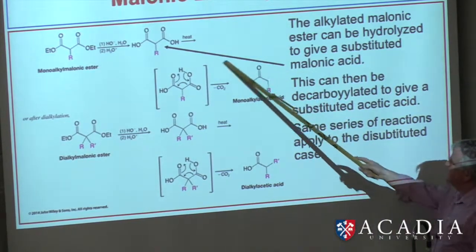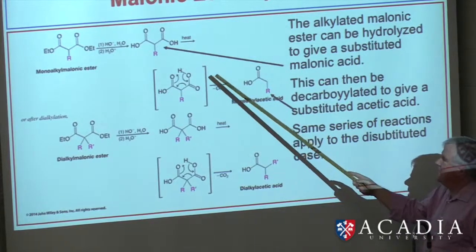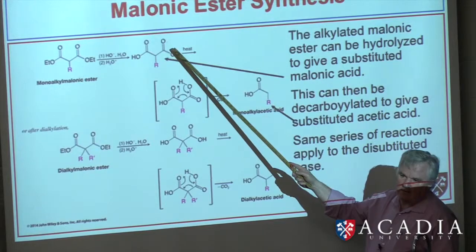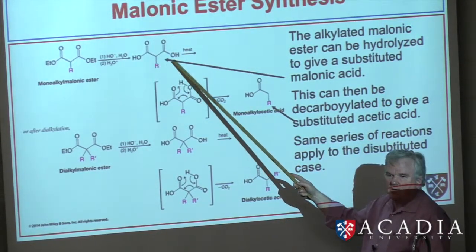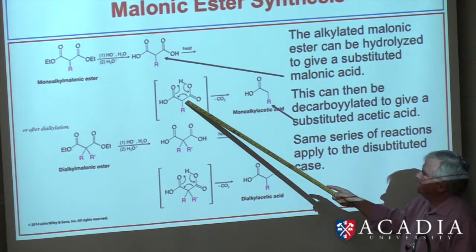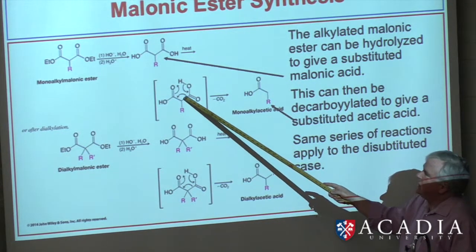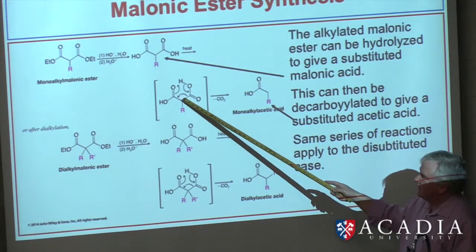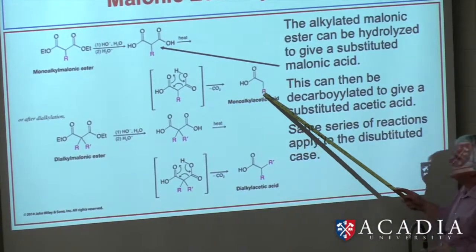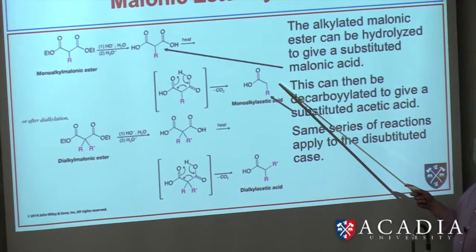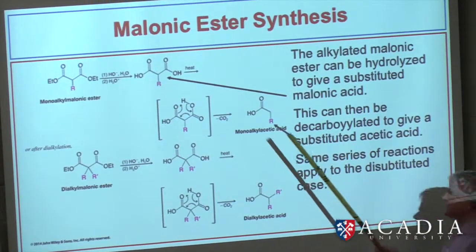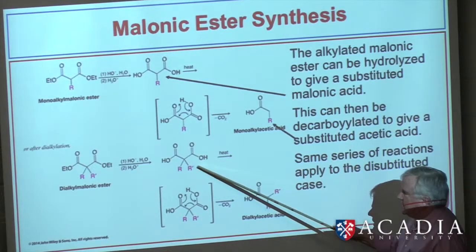So that's what this is. This is the substituted malonic acid. It is also a beta-keto carboxylic acid. And in fact, both carboxylic acids have a beta-keto group. But when we heat it up, one of those will decarboxylate. The same thing, we'll end up getting the enol-like product from this carboxylic acid, and it will tautomerize to give us our substituted acetic acid. These are the products of these things, these substituted acetic acids. And if we did the dialkylation, everything else is exactly the same.